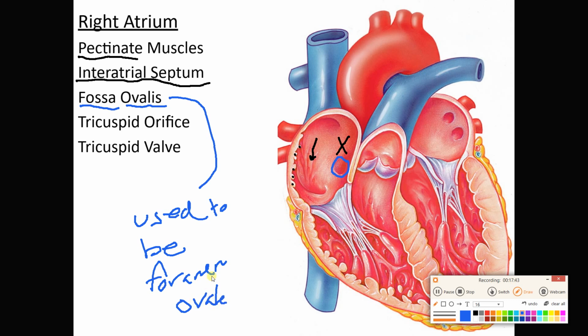The foramen ovale. So in your interatrial septum, there is a dent called the fossa ovalis. It used to be a hole called the foramen ovale, and you had that hole when you were just a fetus.